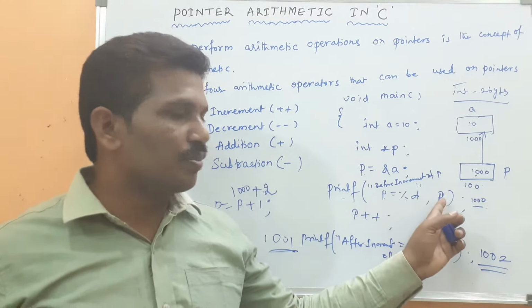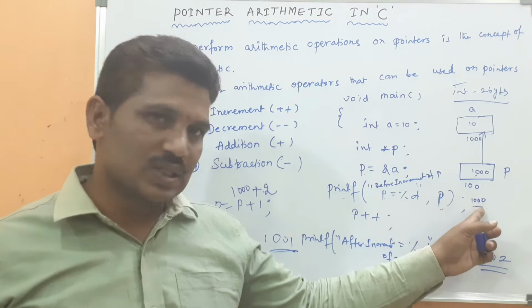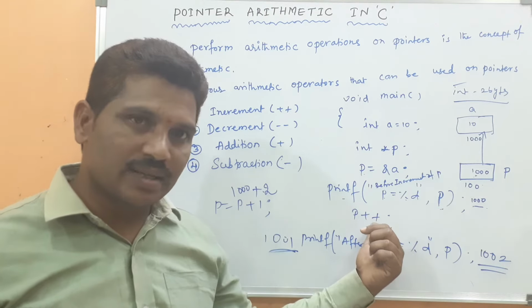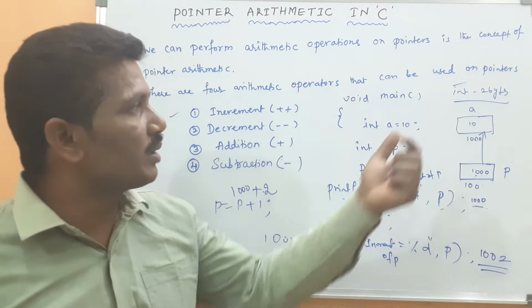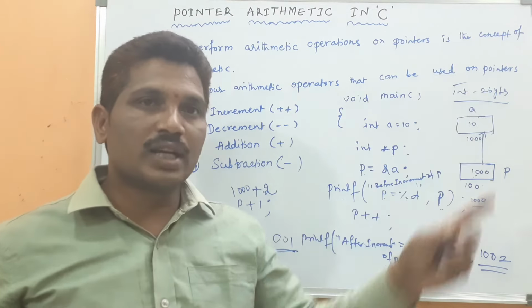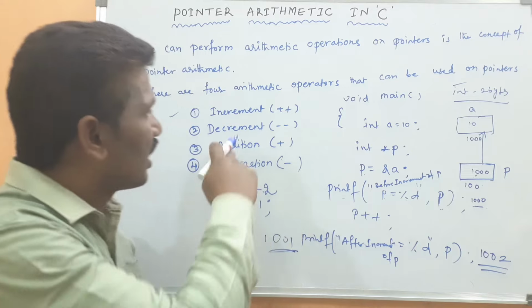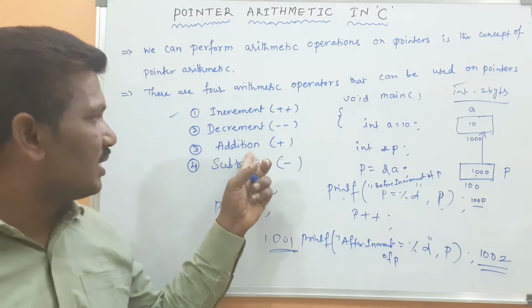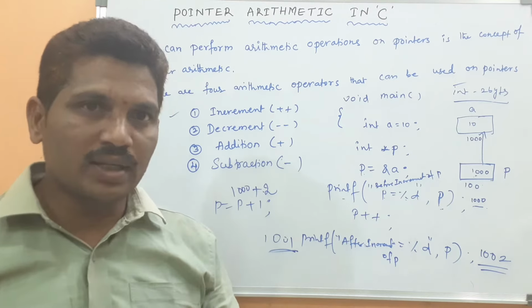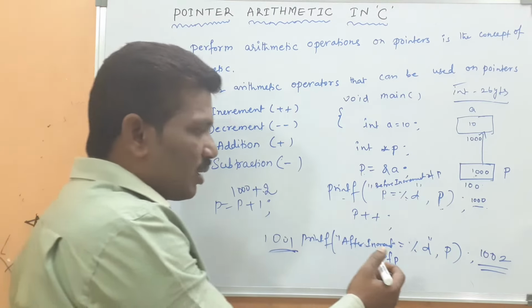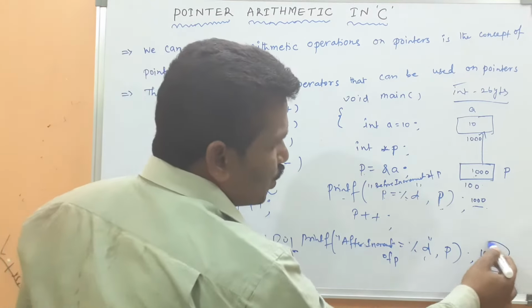Before the increment, the value of p is 1000. After p gets incremented by 1, incremented by 1 means incremented by 2 bytes. How many bytes? Incremented by 2, p plus 2. You will see this in the addition operations. Got my point? Then printf after increment gives 1002 as the answer.